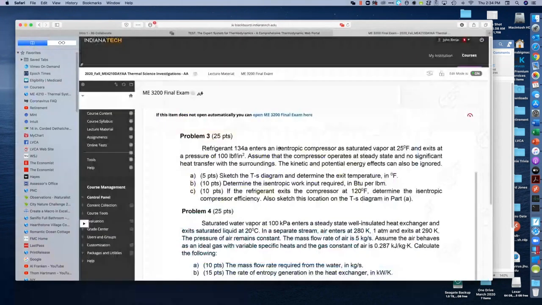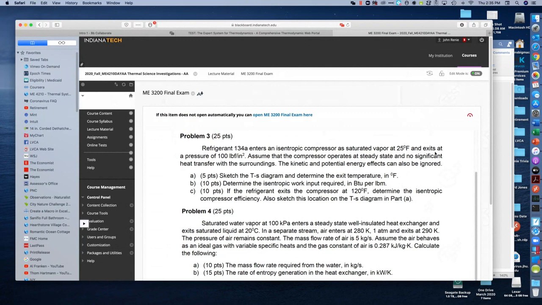So for instance, if I wanted to solve this particular problem, problem number 3, we see that this is a steady flow problem with refrigerant 134A entering an isentropic compressor. It's coming in at 25 degrees Fahrenheit as a saturated vapor, which means that it's all the way at the right side of the dome, with a quality equal to 100% or quality equal to 1.